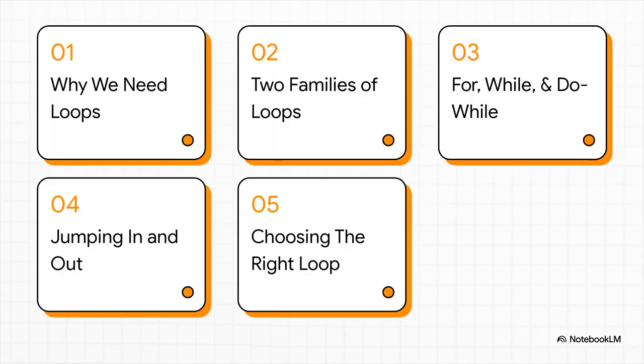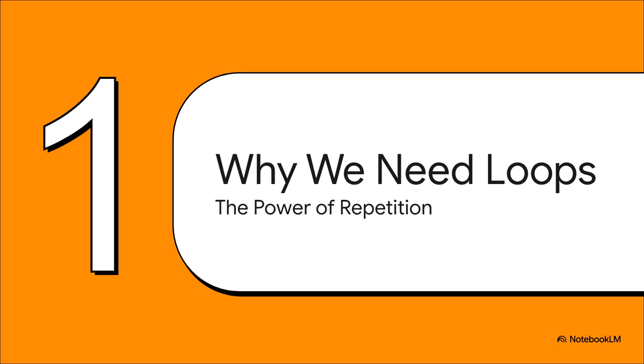Okay, so here's our game plan. We're going to cover exactly why we need loops, then explore the two main families they belong to. After that, we'll meet the three big stars of the show, the for, while, and do-while loops. We'll even check out how to jump in and out of them for extra control, and we'll wrap up by figuring out how to choose the perfect loop for your task. All right, let's kick things off.